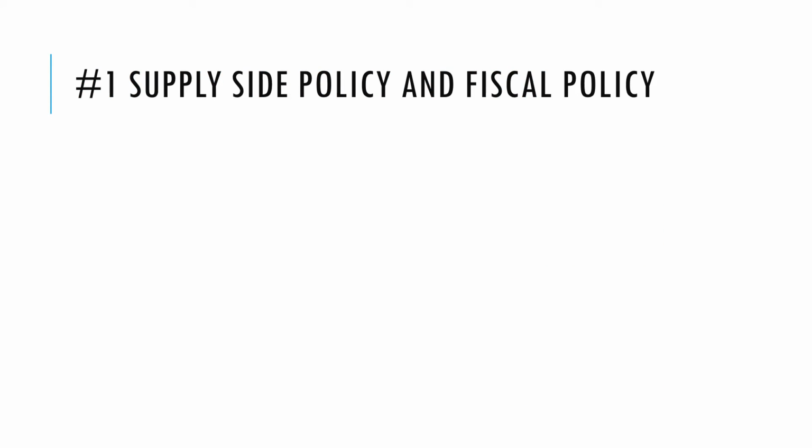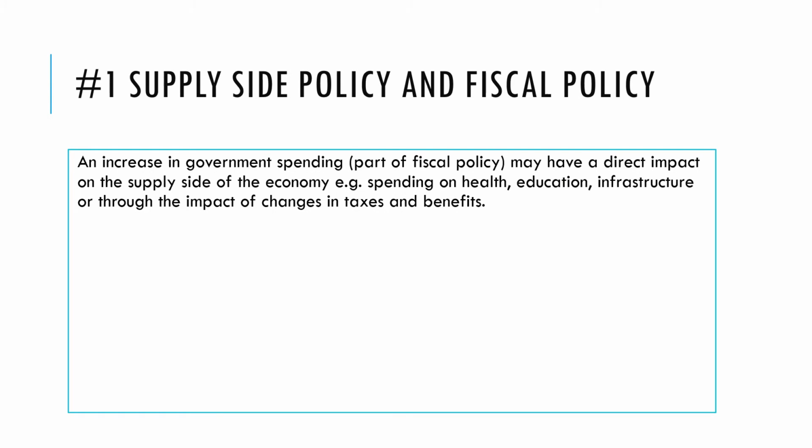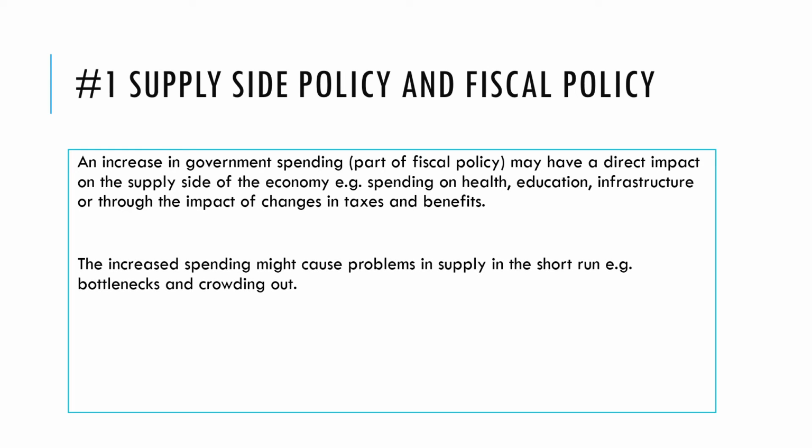So let's start off with an example of supply side policies and fiscal policies being in conflict. So let's imagine we have a fiscal policy here that involves an increase in government spending. So for example, they're spending money on health or education or infrastructure or changing something in terms of tax and benefits. Now that increased spending might cause some problems in terms of supply in the short run.